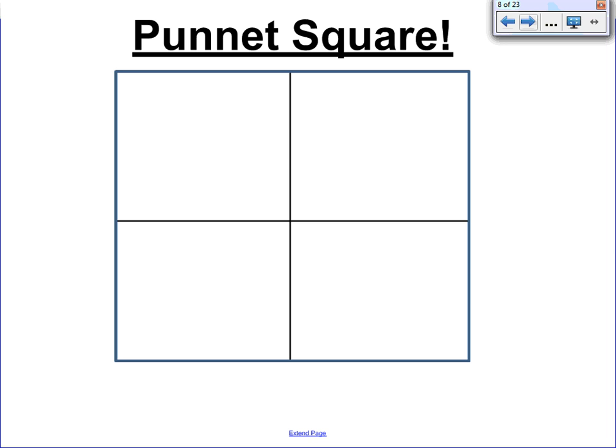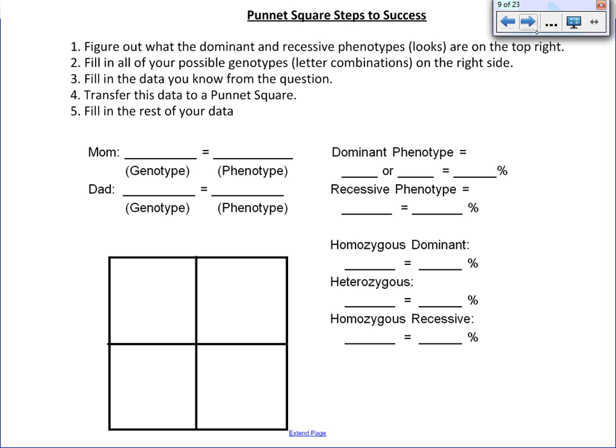And then we also use the Punnett Square in order to calculate these probabilities. We walk through our steps to success, and we're able to fill out a significant amount of information. We can actually work backwards or forwards now because we've gone through both Punnett Square videos. So you can start at the kids, figure out the percentages, and work backwards to the parents, or you can start at the parents and figure out the percentage for the kids.